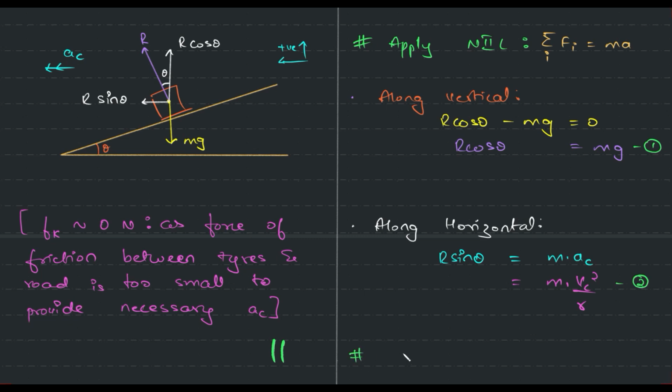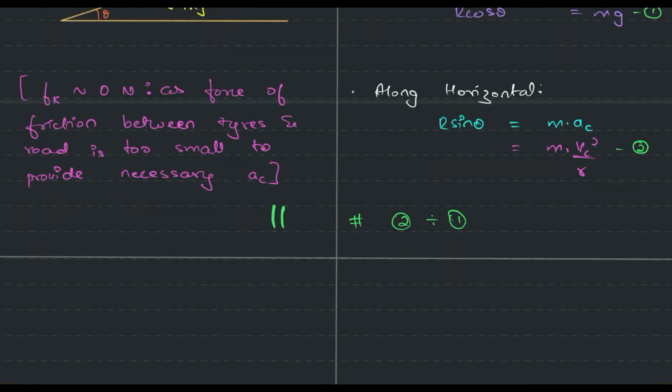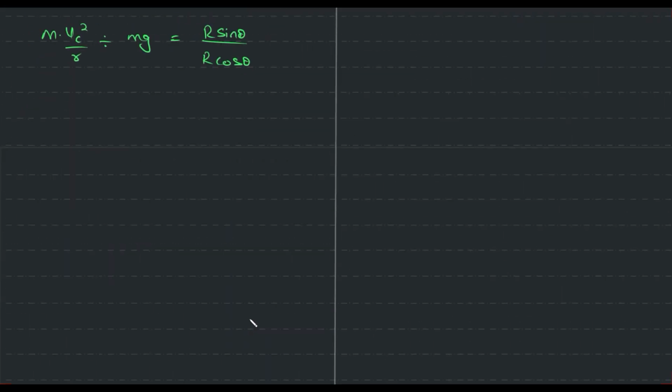and now we have to divide 2 by 1. So the LHS will be m vc square by r, divided by mg, is equal to R sin theta divided by R cos theta. I think I didn't miss anything. Oh, sorry, we are not getting a value for vc.